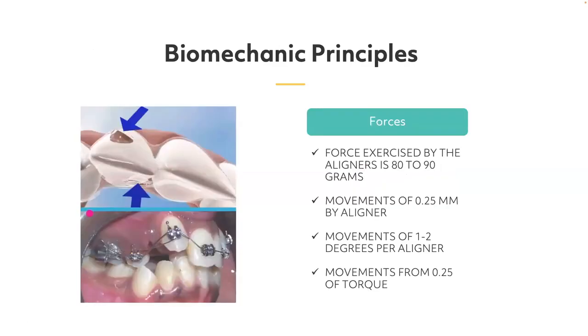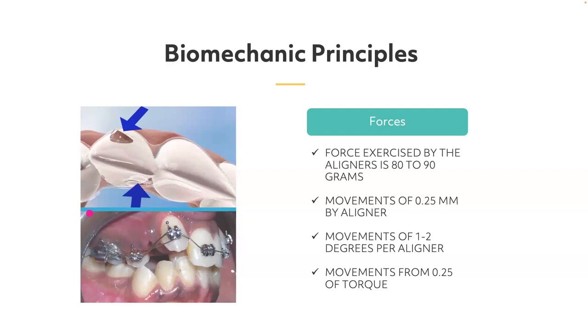Now we can see what we were talking about, the pressure points and how they create pressure, but I want to compare the biomechanics of aligners with brackets and wires of regular orthodontics. In the first image, the one on the upper side, we can see that the aligner creates pressure. That means they push the teeth into the correct position. The difference is that brackets and wires pull the teeth.